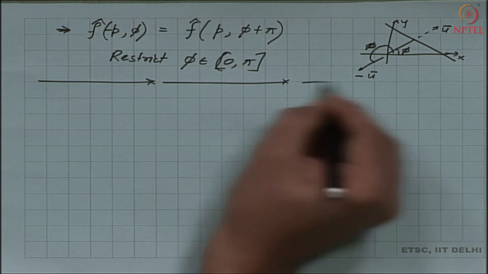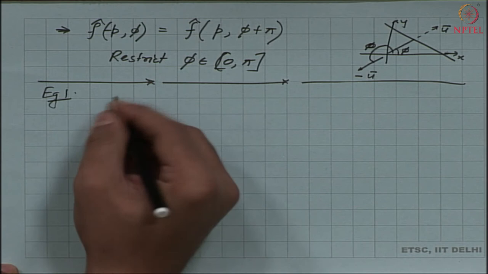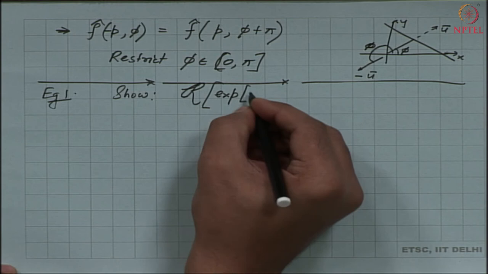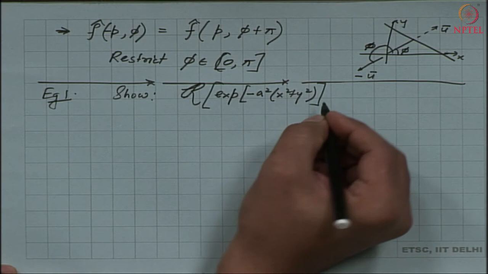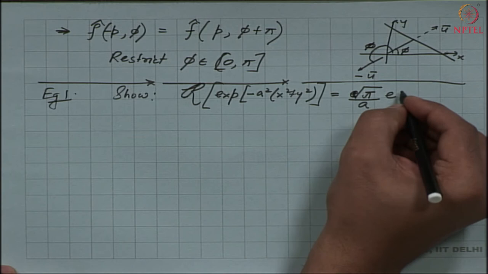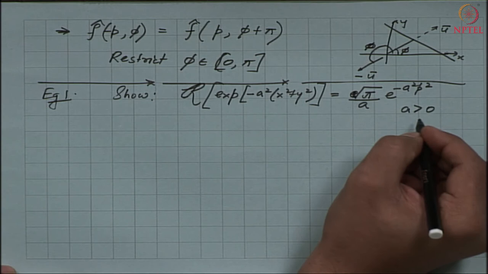Okay. So, moving on, let me show you some examples. Show that the Radon transform of the exponential of negative a square times x square plus y square is equal to the following quantity. This is equal to square root of pi divided by a, times e to the power negative p square over a square. I am given that a is positive. Okay.